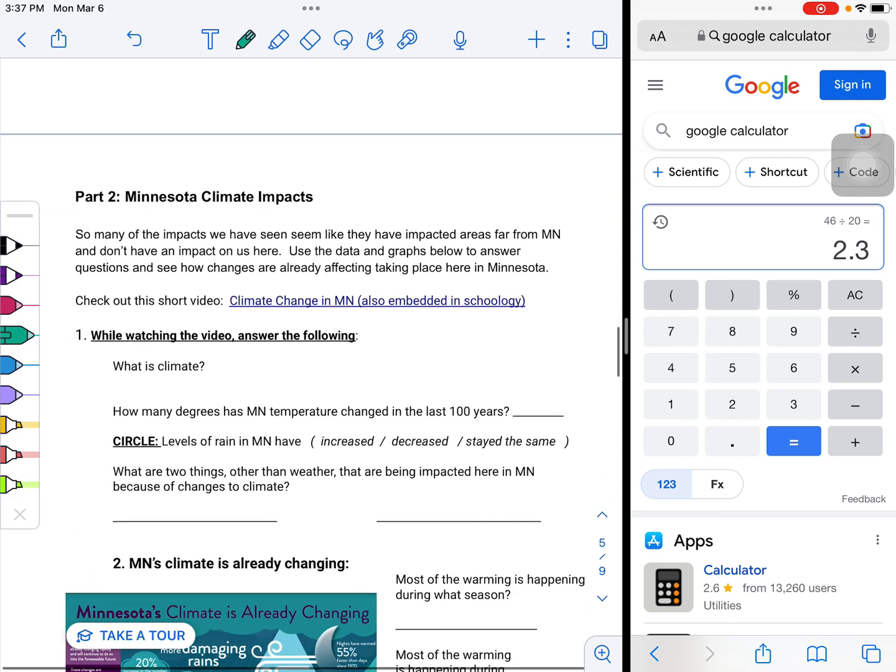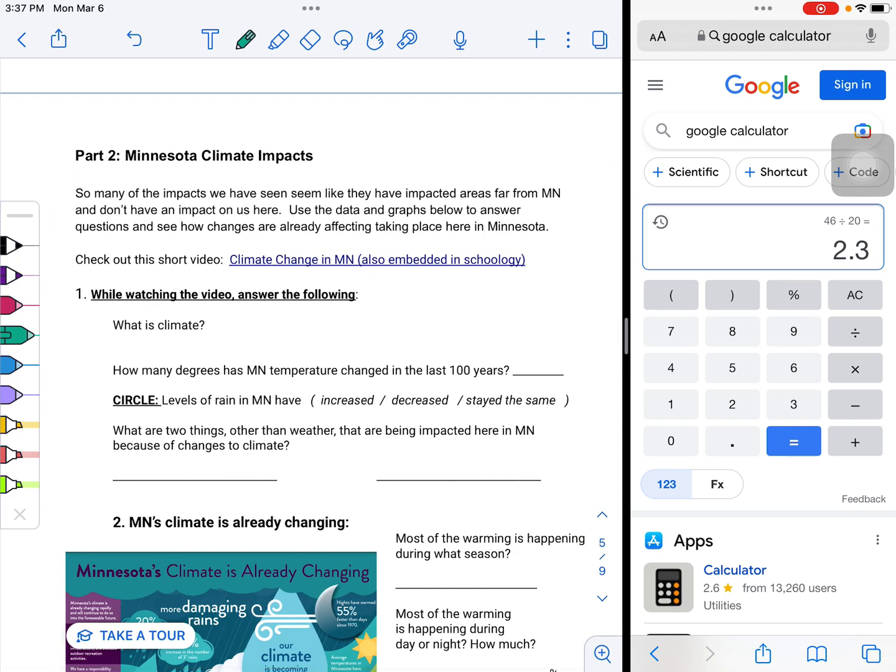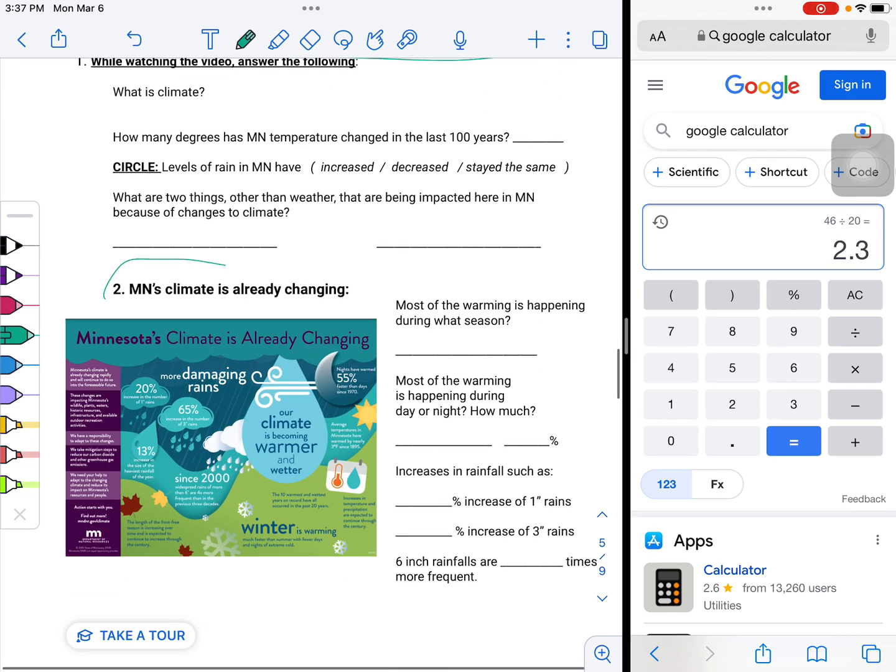This bottom part here is looking at climate impacts in Minnesota. So you're starting out with a short video, and then each section has a graphic to look at to answer the questions. As always, let me know how I can help.